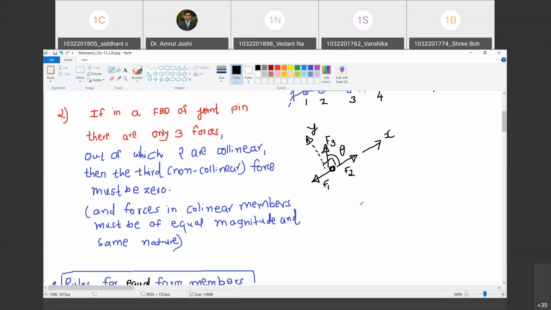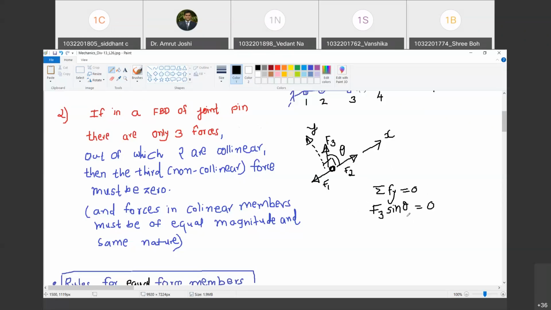Happy? Yes, sir. Now, if this joint pin is in equilibrium, can I apply summation Fy equal to 0? Yes, sir. So if I apply summation Fy equal to 0, what do I get? F3 sine theta. There is no other force because other forces are directed along X. Are you with me? Yes, sir. This must be equal to 0.